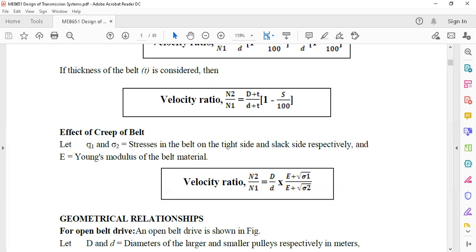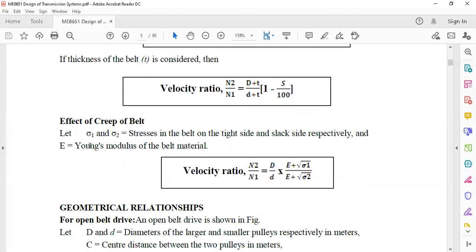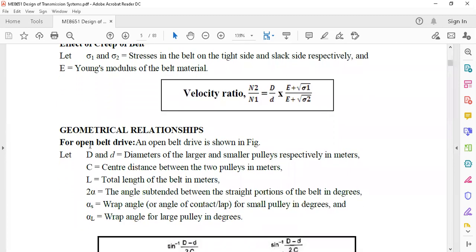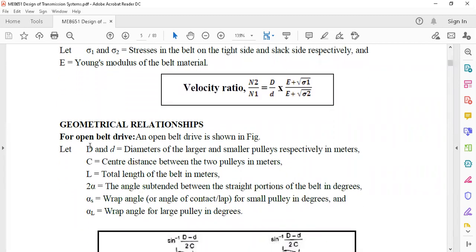For that, we are considering the Young's modulus, which is a relationship between stress and strain, and that gives the original velocity or the change in the velocity of the motion. That is why we are considering the Young's modulus. And then the geometrical expressions and the formulas which are used for designing the drive systems. There are open drive systems, closed drive systems, chain drive systems, rope drive systems.